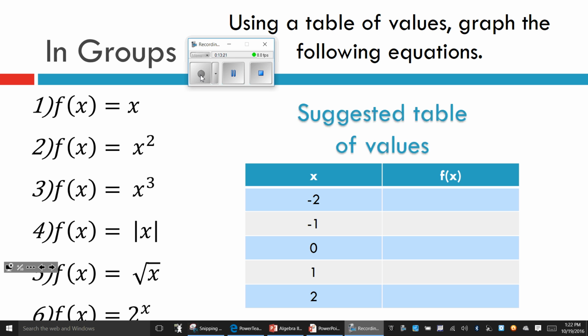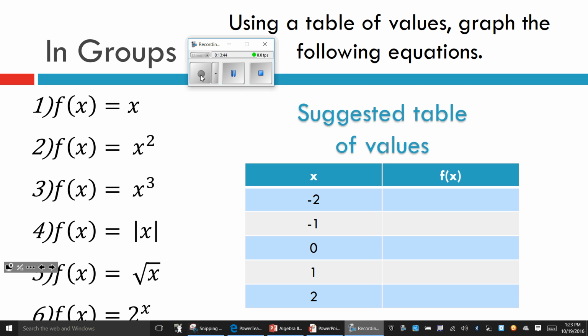These are absolute value graphs. Okay, what shape do they make? They make V's. What do you notice about the first 4? What do you notice about the parent functions? Okay, as far as what point do they all go through, the parent functions? They all go through the origin.